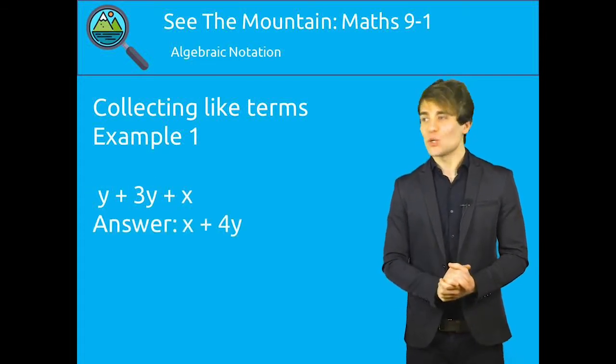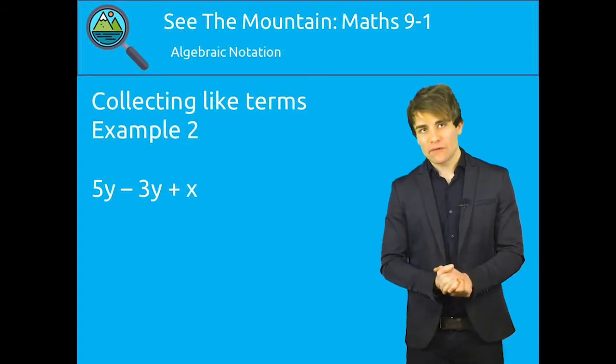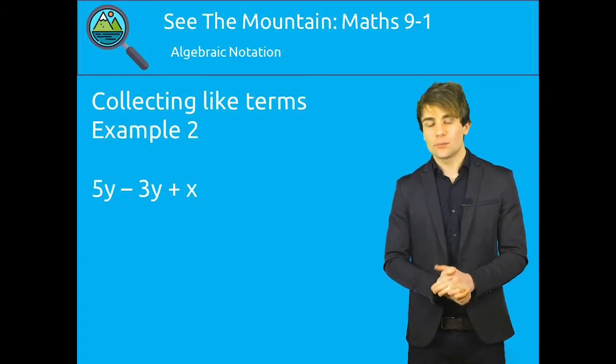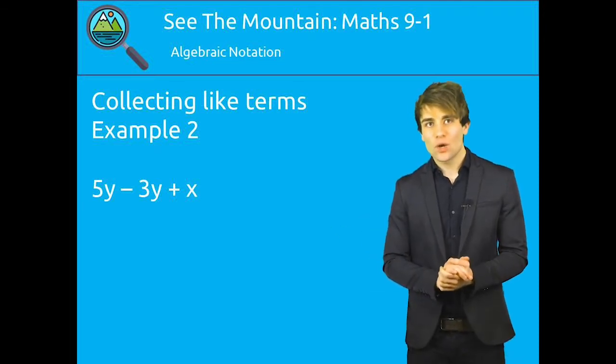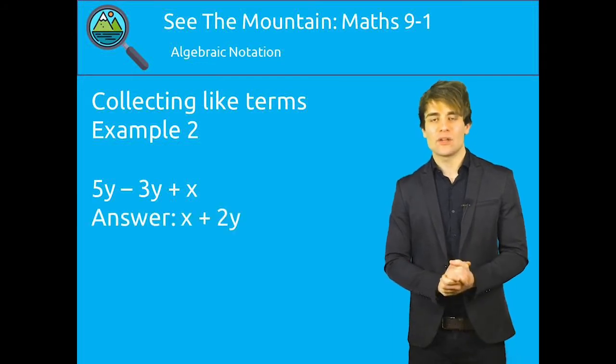Okay, let's try example 2. In example 2, we've got 5y minus 3y plus x. Once again, the like terms are the two terms involving y, giving us 2y plus x. Really well done if you got that.